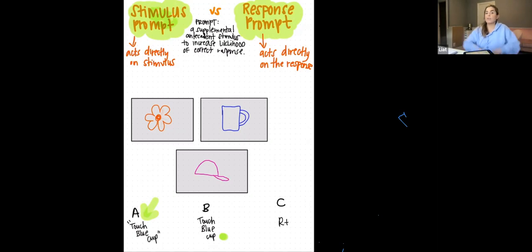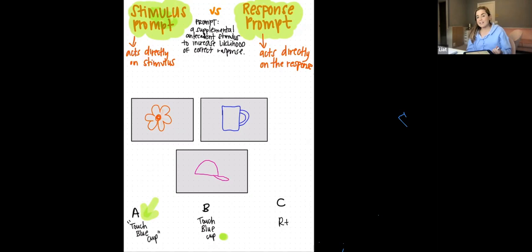Or maybe there's other things going on in the environment. Maybe, you know, it's masking what she knows. Maybe there's competing stimuli in the environment. Maybe there's a fly in the room. Maybe there's a hot guy. I don't know. So that is a response prompt. We are doing something directly to the response.